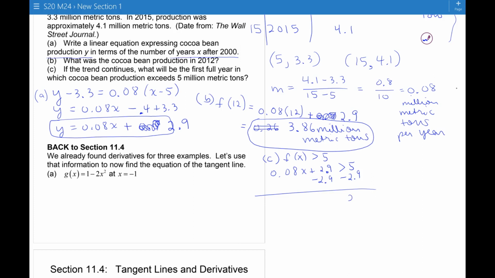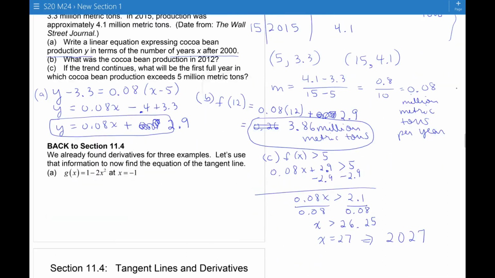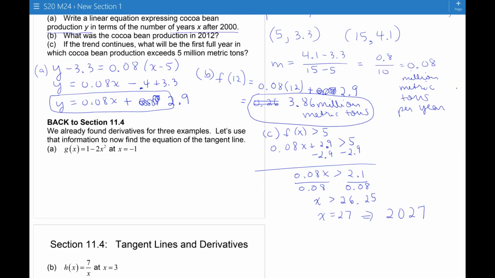And we're going to have 2.1 on the right and 0.08x. So divide both sides by positive 0.08, so we don't have to do anything about changing the direction of the inequality. And this says x is bigger than 26.25. So it says the first full year, so that would be when x is 27, and so that would be the year 2027, since x is years after 2000. So it will take a while to get over 5 million metric tons.